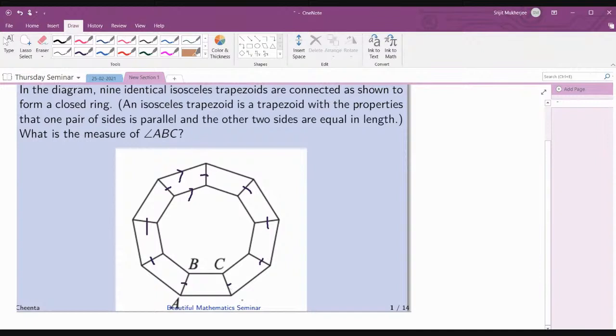And it's required to find out what is the measure of angle ABC. That is, what is the measure of angle ABC, this one. That is what is required to find out. Okay. Sounds interesting. So how do you actually find this out? Any hints, guys? What do you think? How can we approach this problem? Any ideas? Nine identical isosceles trapezoids are there, which form a closed ring. Then how can we find out the measure of angle ABC?